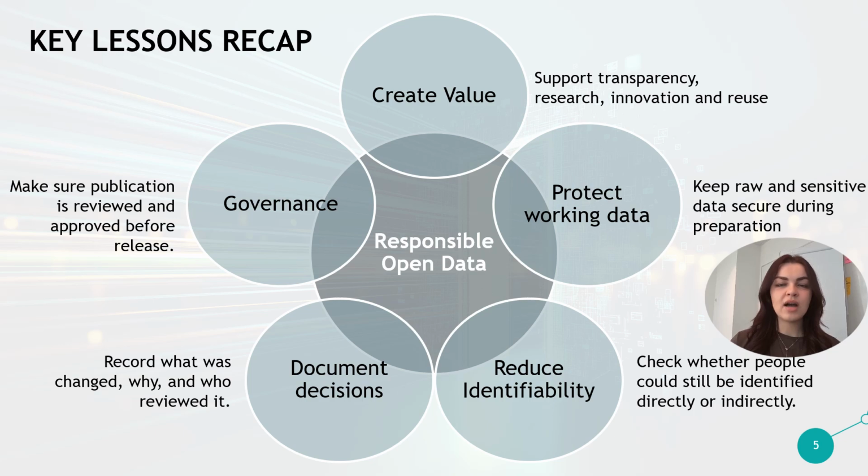Security and anonymization are both necessary, but they solve different problems. Security protects raw and working data from unauthorized access, accidental exposure, wrong uploads, and workflow mistakes. Anonymization focuses on whether people can still be identified in the released dataset. Governance connects both. It makes sure that risks are assessed, decisions are reviewed, and publication is approved before release. Most publication problems begin when one of these elements is treated as optional.